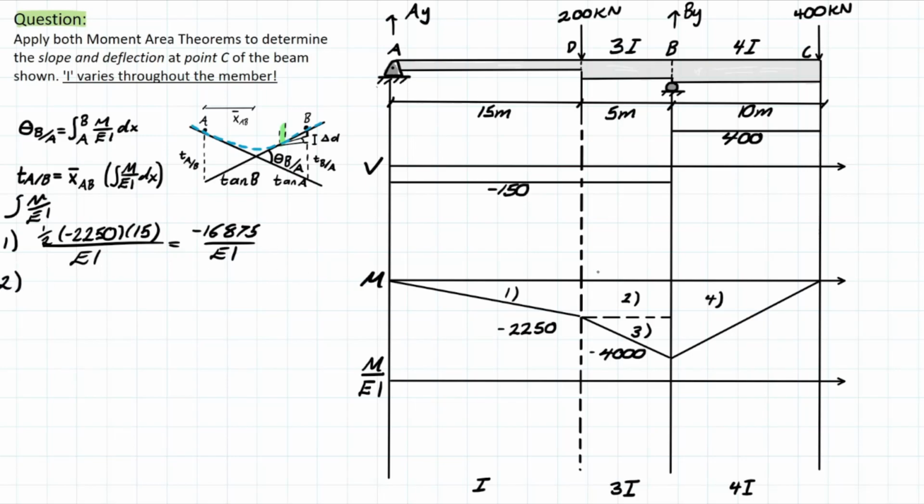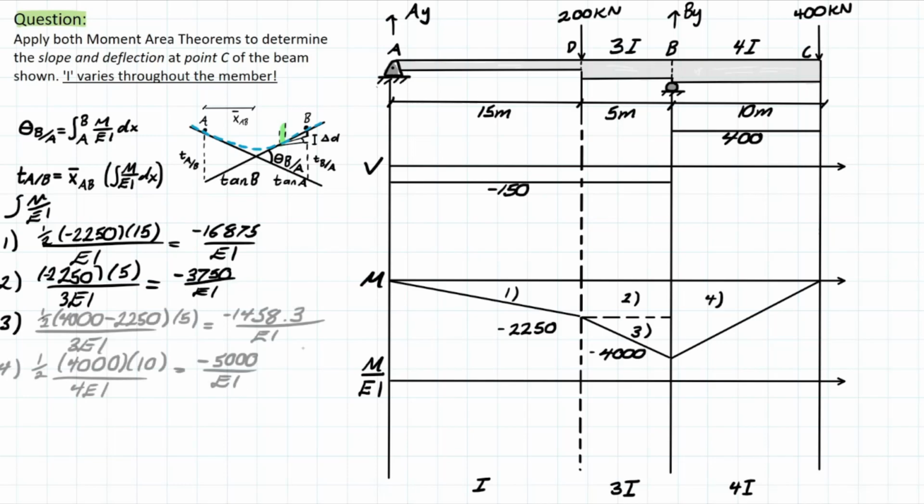Now let's do a rectangular section here. We're going to have a very similar thing. We are taking a negative 2,250 times the length of 5. And this is different because now our segment has 3 EI, so we have to put that over 3 EI down here. And if we simplify this formula, removing that 3, we will be left with 3,750 over EI. And I'll do the same thing for segment 3 and segment 4, and you can check the values after.